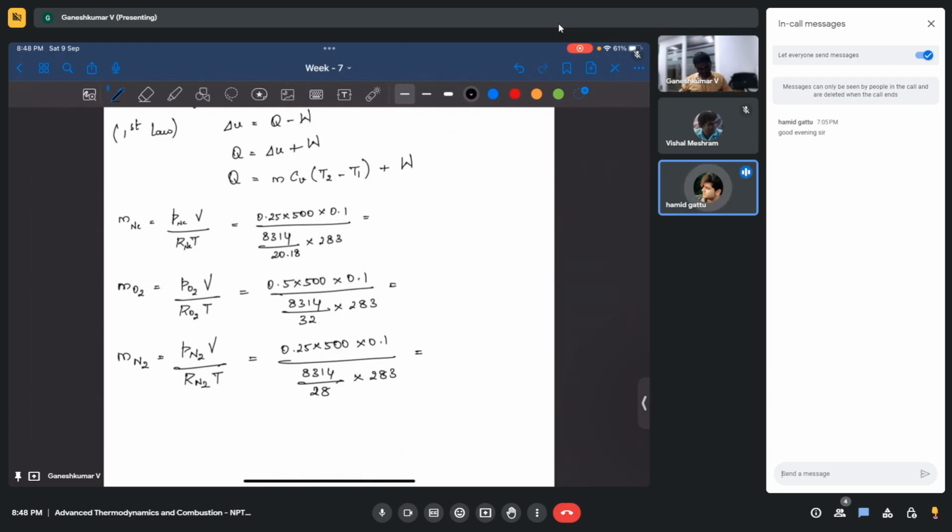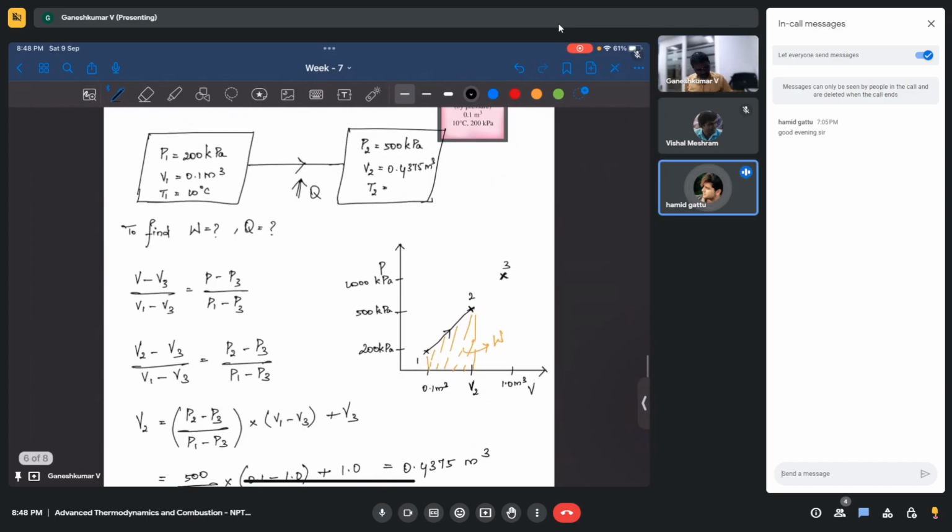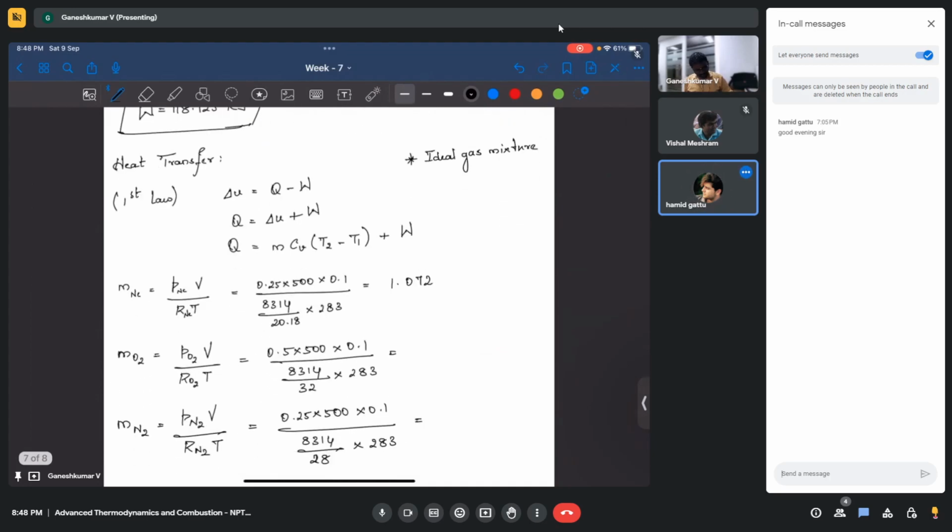It's 1.072 into 10 to the power minus 4 for neon. 1.072 into 10 to the power minus 4. Oh, okay.